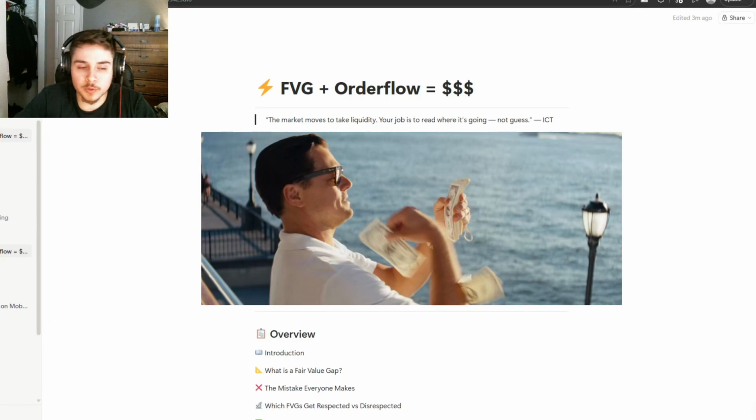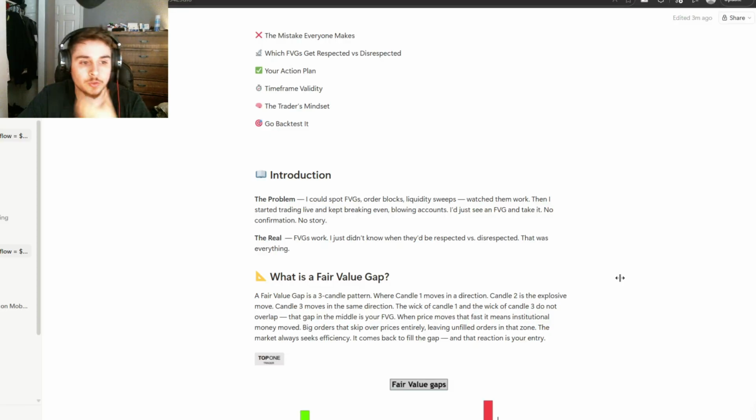Fair value gaps plus order flow is going to make you guys a lot of money. Let's go through this. I used to be looking at fair value gaps, learning ICT, order flow, liquidity sweeps, and I would just see them and simply take them. No confirmation prior. There was really nothing I could go off of.